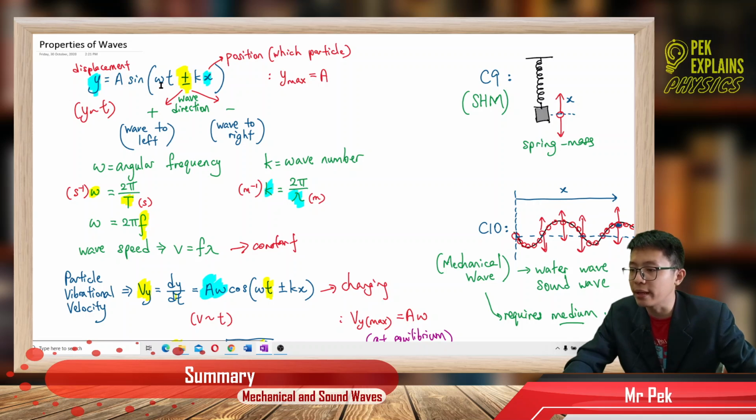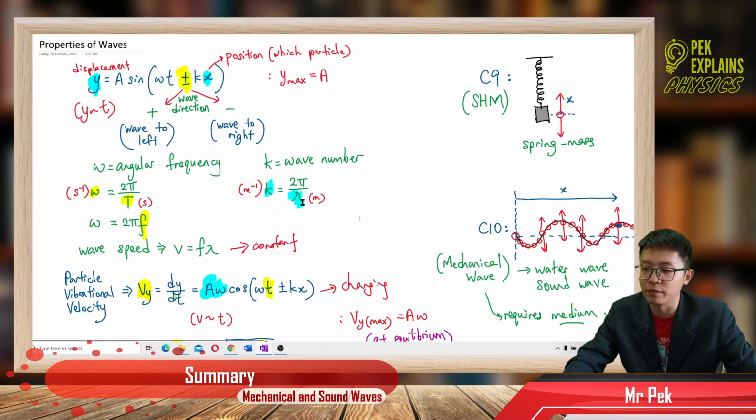Now the omega. This omega is in omega t. In front of the t, you get omega. This omega is called the angular frequency. Angular frequency omega is 2 pi over period, or 2 pi f. Period is in seconds, so omega is per second. That's the unit for omega, per second. And then we have kx. In front of the x is k. K is called the wave number. So k is equal to 2 pi over lambda. Wave number is 2 pi over lambda. Lambda is in meter, so k is per meter.